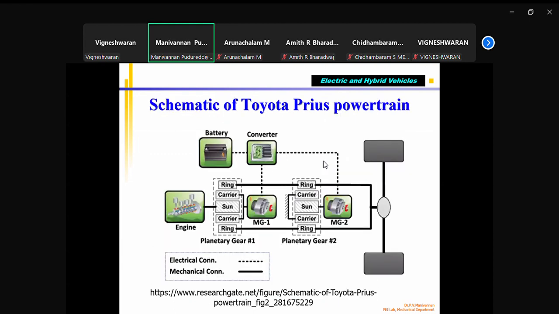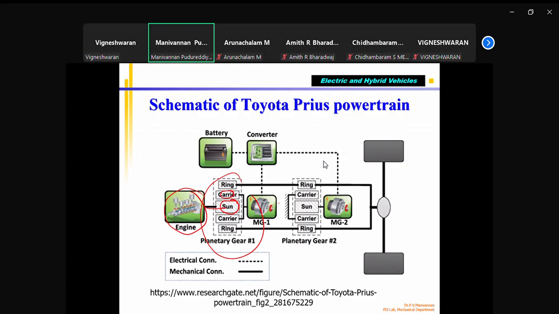So how does this work? This one is nice. I got it from the internet, from this website. This is a journal paper from ResearchGate, where they were talking about modeling and simulation of this. You can see here, you have the IC engine, as I told. Then it is connected to a planetary gear, to the sun gear of the planet. The planetary gear has a ring gear. In the center, you have a sun gear with carriers, the planetary gears. They are called carrier gears. Correct? So the sun gear is connected to the engine.